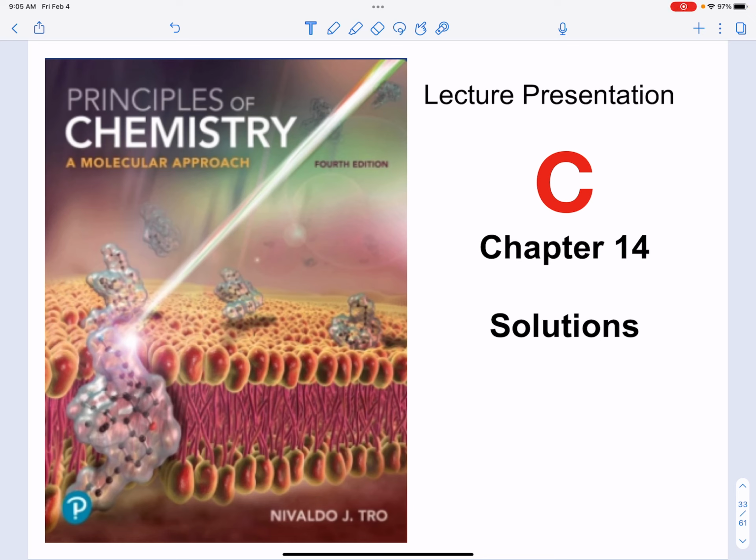So here we are in part C of chapter 14 with solutions. As we already know, solutions are homogeneous mixtures. If you have a mixture, at least you have two components. One of them is going to be the solute, the one in the lower amount. The other one is going to be the solvent, the one in the highest amount. And both of them combined is your solution, which is a homogeneous mixture.